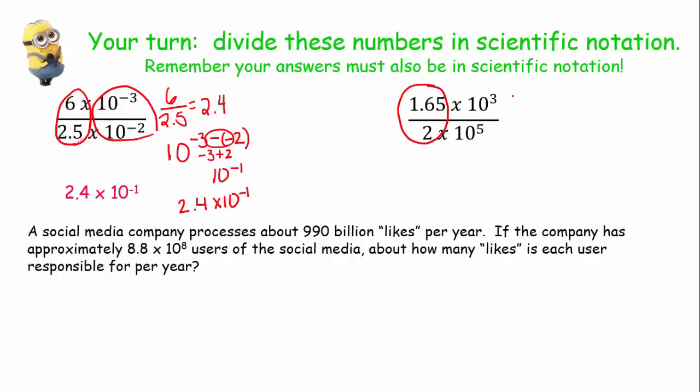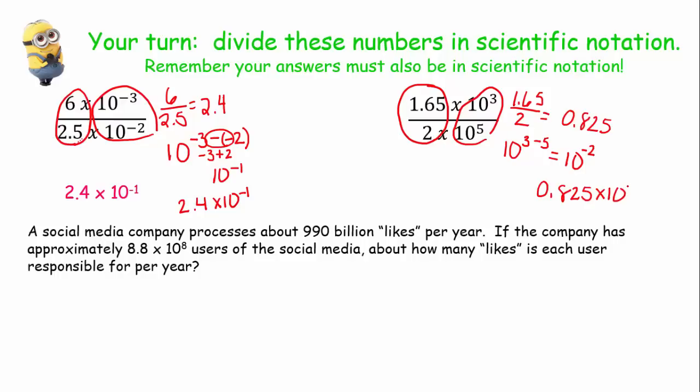1.65 divided by 2. So off to the side, 1.65 divided by 2. That gives me 0.825. Now let's take a look at our powers of 10. 10 to the third minus 5. Well, a positive 3 and a negative 5 gives us a negative 2. So our answer is 0.825 times 10 to the negative 2.